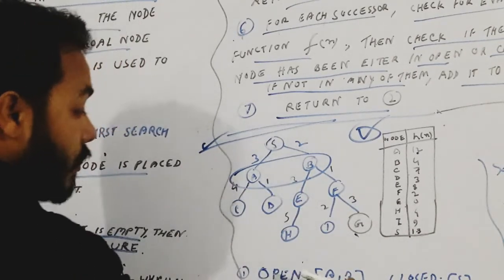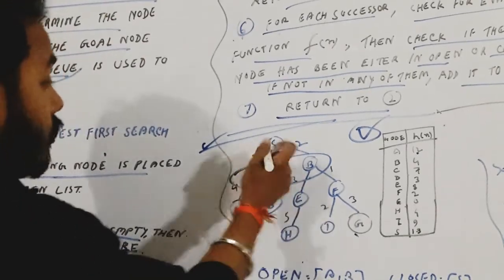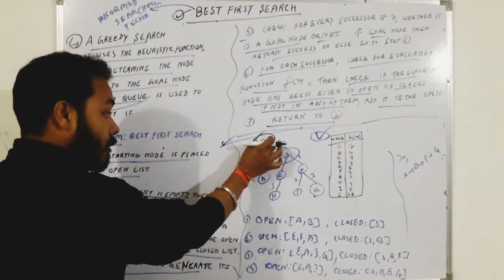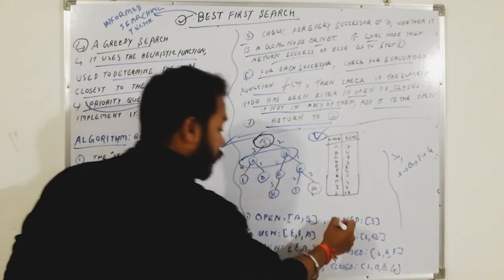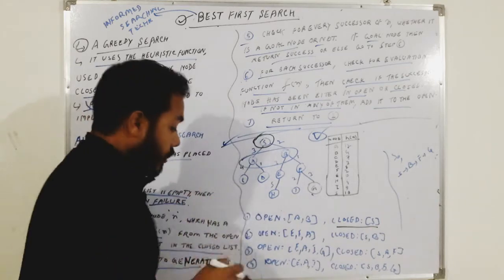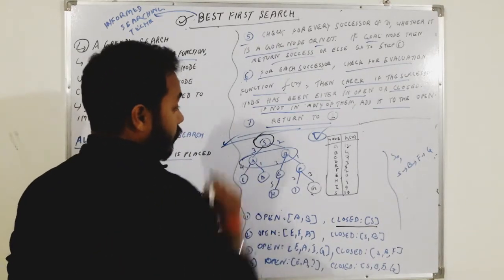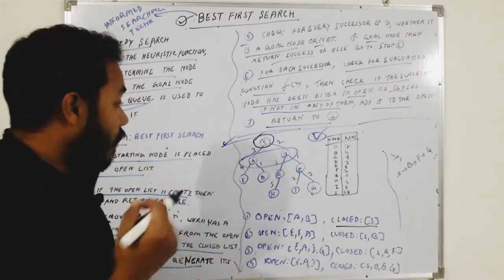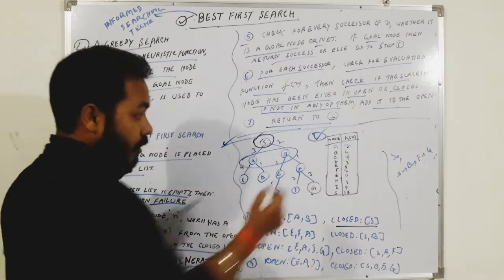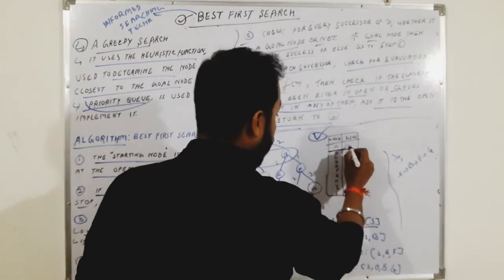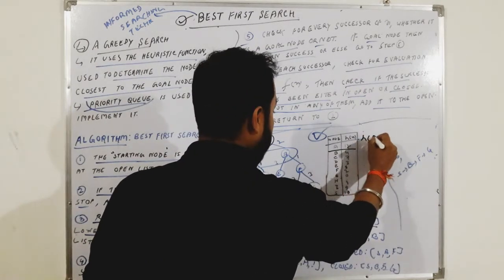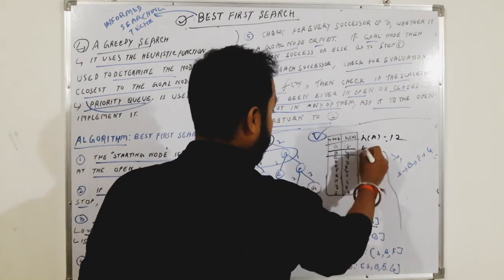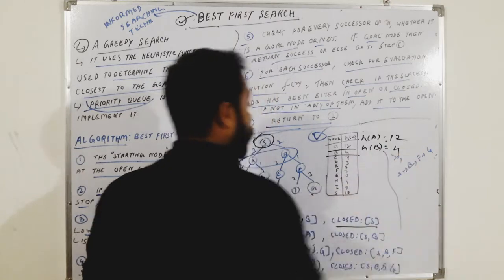In the open list we have A, B, and in the closed list, as we have evaluated S and generated the successors of S, S can be put in the closed list. Clear? Then from A and B, which node we have to pick up will depend on the heuristic value. For A, H of A is 12. For B, H of B is 4.